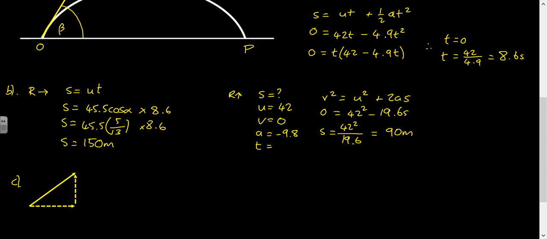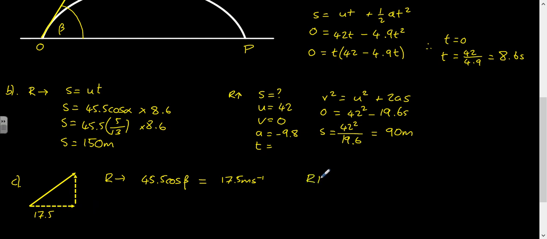So if we need those two things, let's have a look at the information we've got. We can resolve horizontally, right? And we know that the speed is 45.5 cos beta, which we worked out previously, or rather calculated as part of the calculation previously, and it came out as 17.5. So our horizontal speed is 17.5, and remember, that's because it's constant. There's no acceleration, so that is a constant speed.